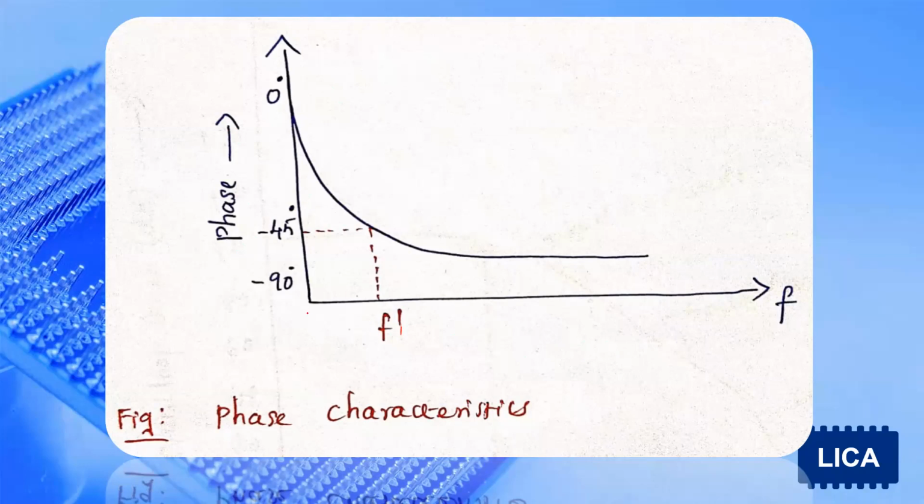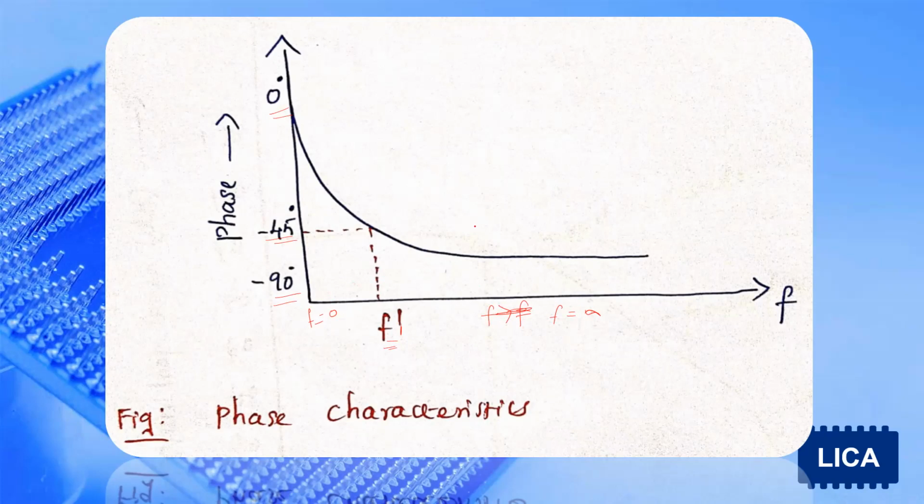So here also at f equal to 0, phase angle 0 degree, no phase shift will occur. And at f equal to F1, the phase angle will be minus 45 degree. Then for F greater than F1, that is F tending to infinity, the phase angle will be minus 90 degree with a single capacitance.